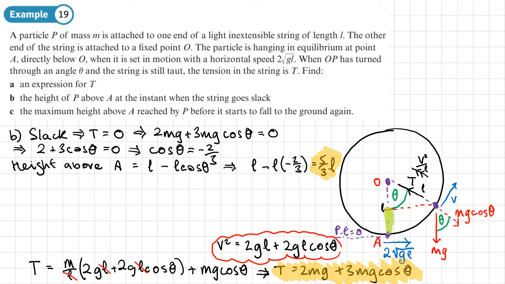And part C is saying that the maximum height above A reached by P before it starts to fall to the ground again. So what we're going to do now is consider it as a particle moving under projectile motion. So here's our X and here's our Y, and it's going to be moving like this. And what we're going to have is this initial velocity here is going to be this value of V that we worked out. Now we did work out V squared, didn't we? So maybe we can use that here.